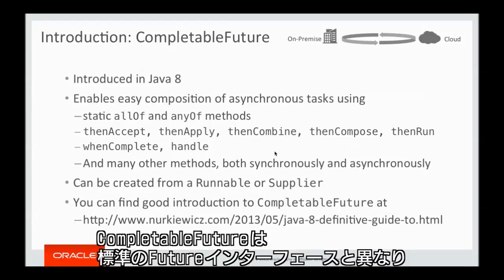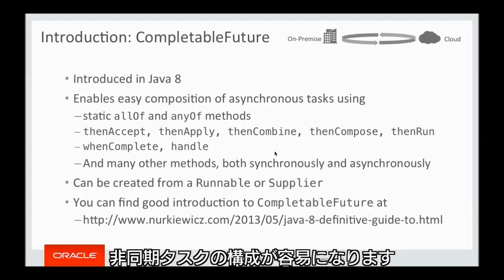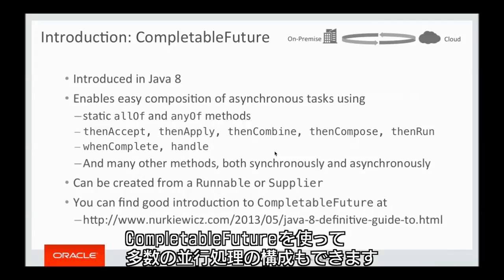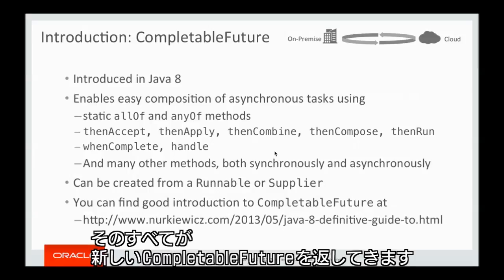Unlike the standard Future interface that we had for a while in Java, what CompletableFuture does is enable easy composition of asynchronous tasks. So it's not just that you submit work for execution, and then you can either let it go or block on it, such as by calling future get. With CompletableFuture, you have a number of methods that allow you to compose multiple CompletableFutures, and they all return a new CompletableFuture.